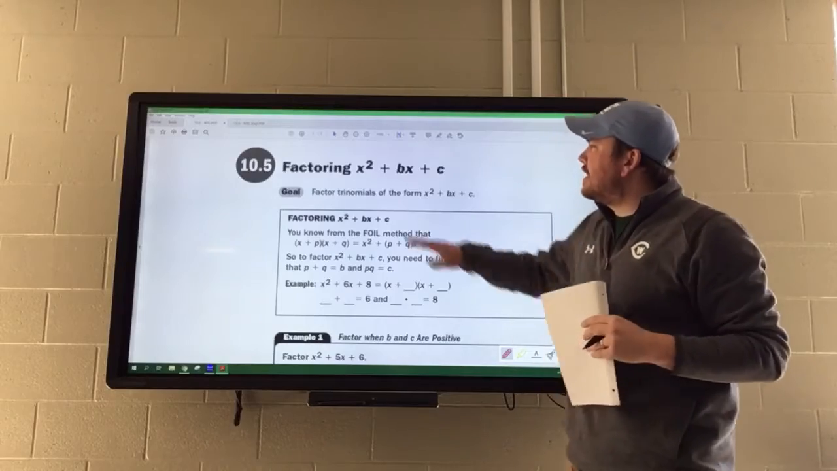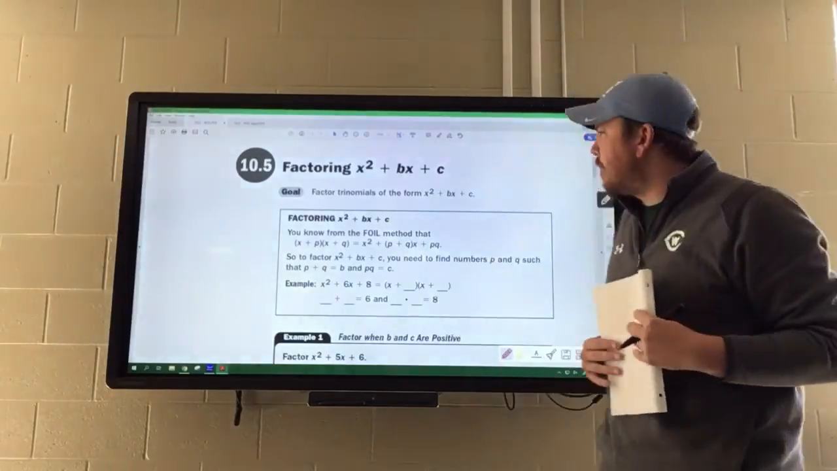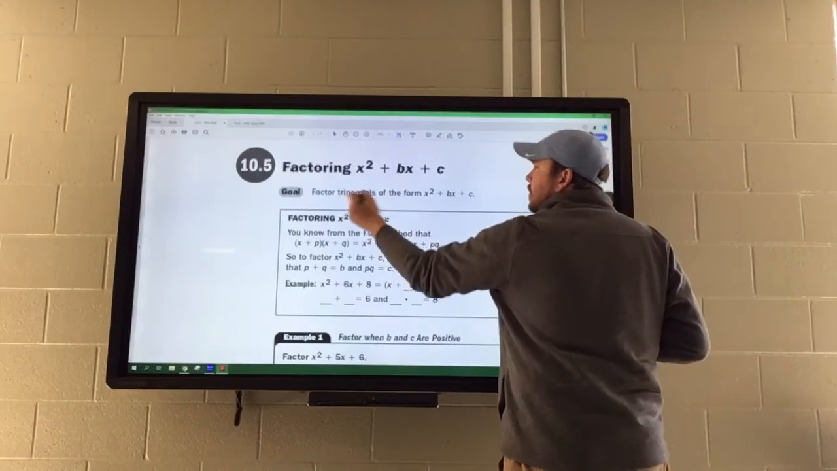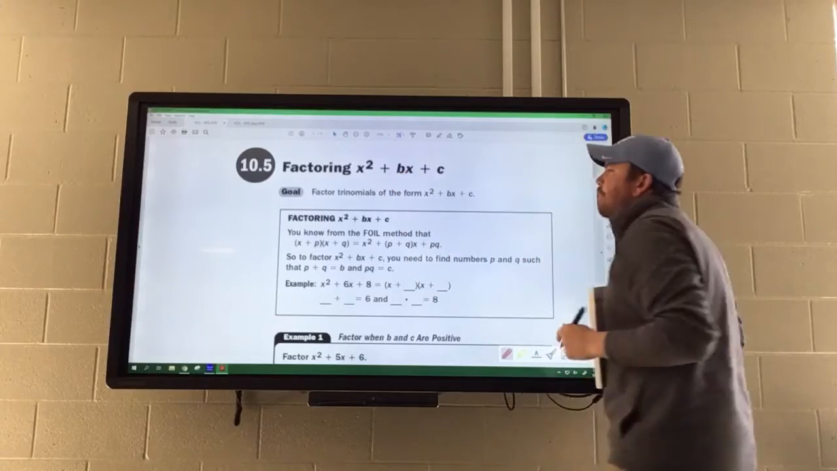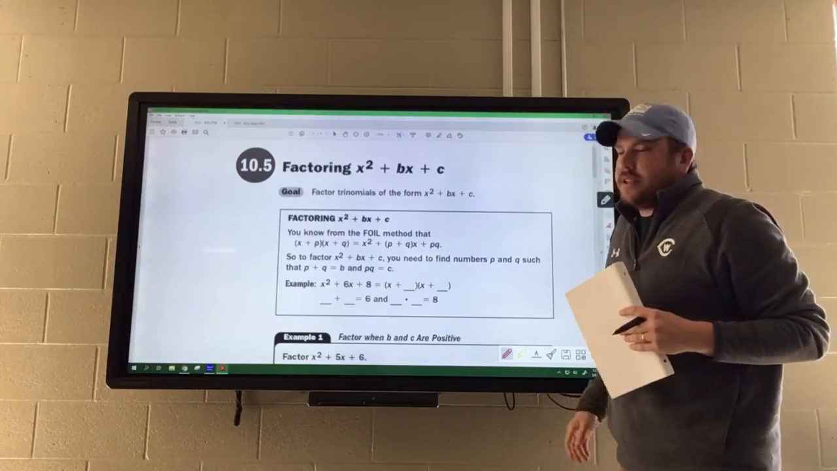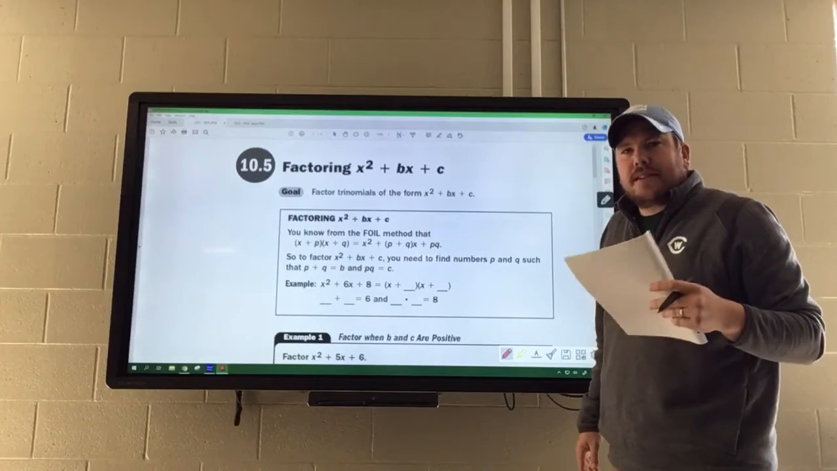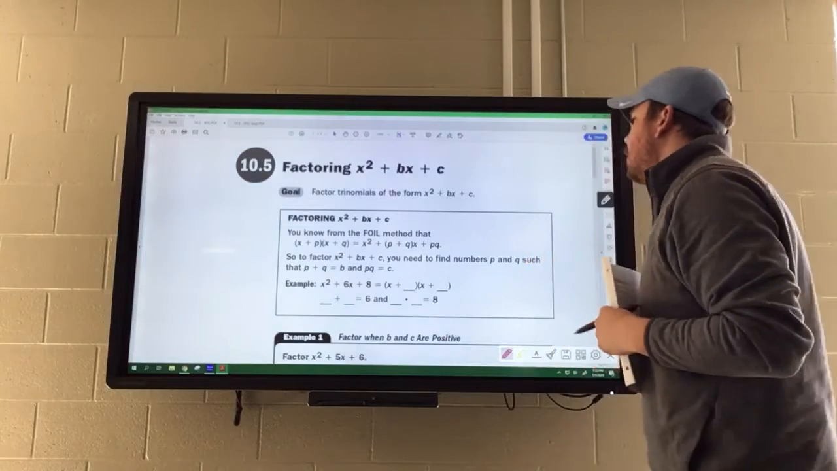As soon as that becomes a different number, we have to follow a different process, which we will cover later in the chapter. But for now, we are going to factor trinomials of the form 1x squared plus bx plus c. Now, in order to factor expressions of the form x squared plus bx plus c, we are basically going to do the opposite of the FOIL method. We are going to undo the FOIL method.